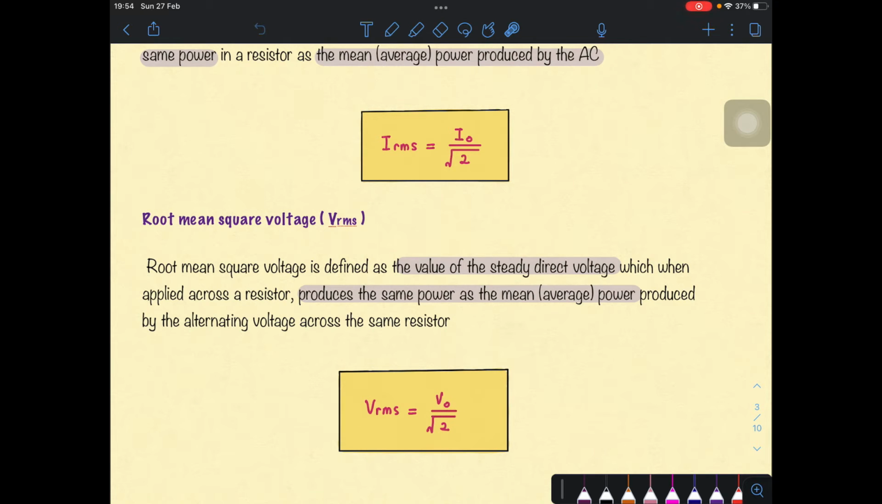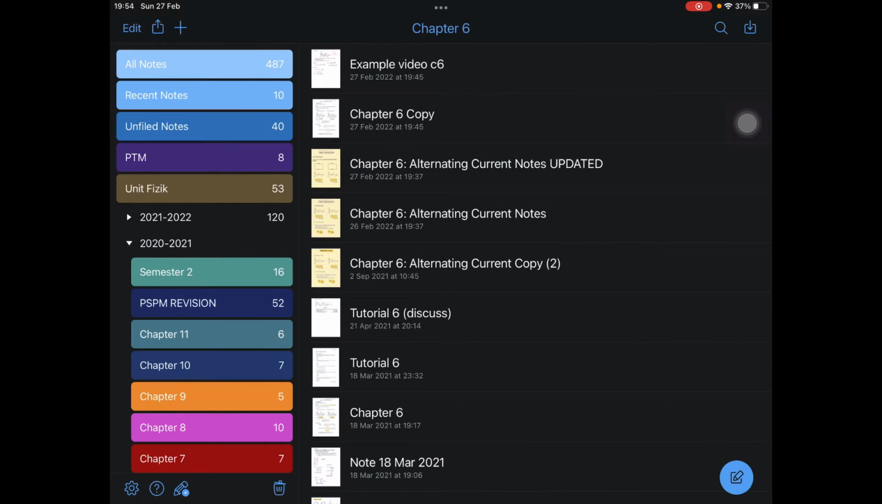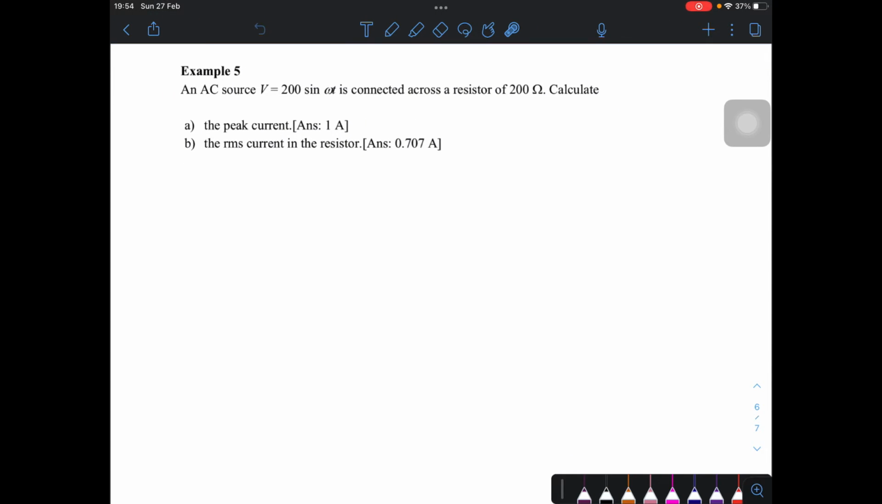Okay, so let's look at the example here. Example 5. An AC source of V is equal to 200 sine omega t is connected across a resistor of 200 ohm. Calculate the peak current and the RMS current in the resistor. Okay, so we are given the expression here, where from this expression we know that 200 is the peak value of the voltage, and we are given the resistor 200 ohm.